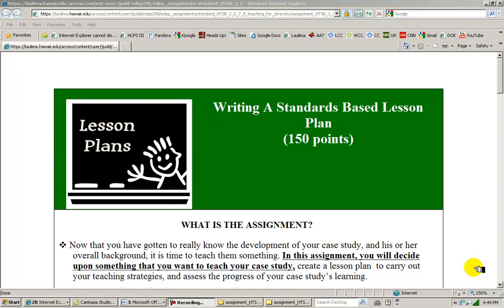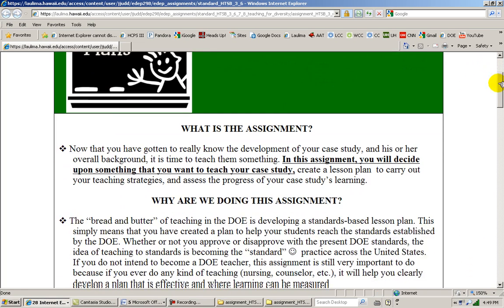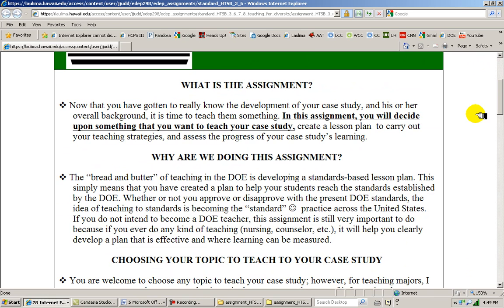Now that you've had a chance to really get to know the development of your case study, it's time to teach them something. So in this assignment, you're going to decide upon something that you want to teach and create a lesson plan in which to carry out that teaching.